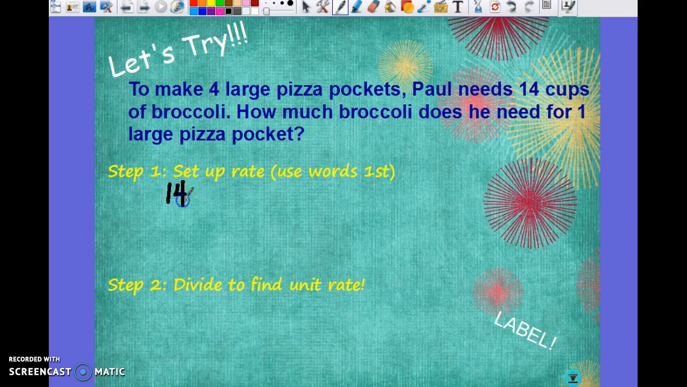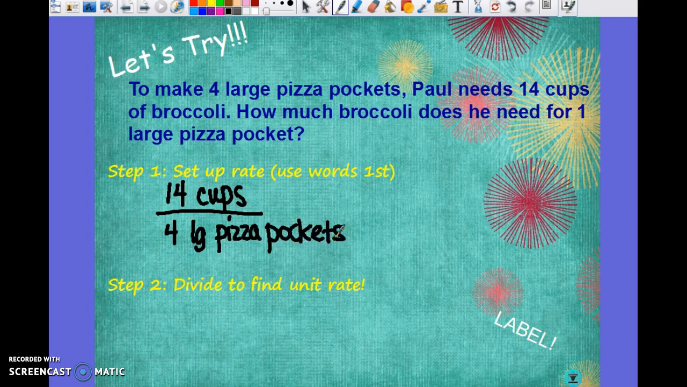So we have 14 cups over 4 large pizza pockets. And I know that this is long, but we have to write it out so that we know and the audience knows what we're talking about. When we divide this, we end up with 3.5 cups. So 3.5 cups for every 1 large pizza pocket.